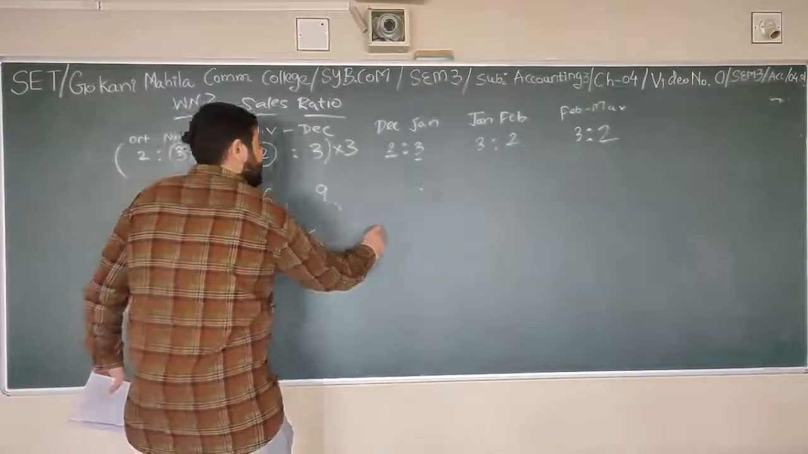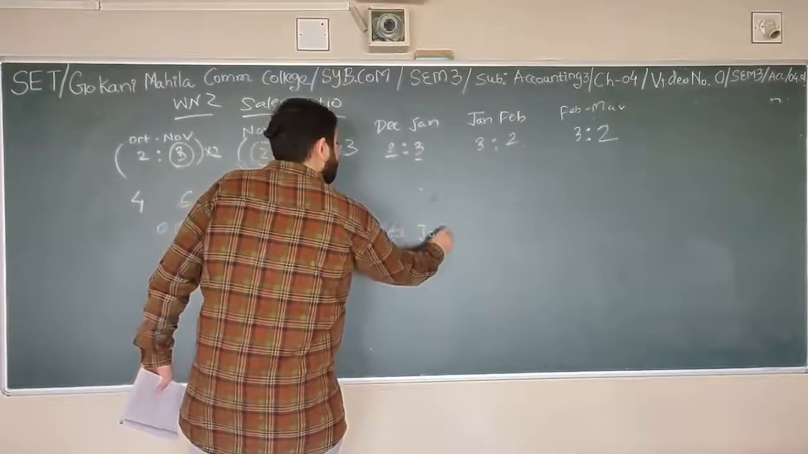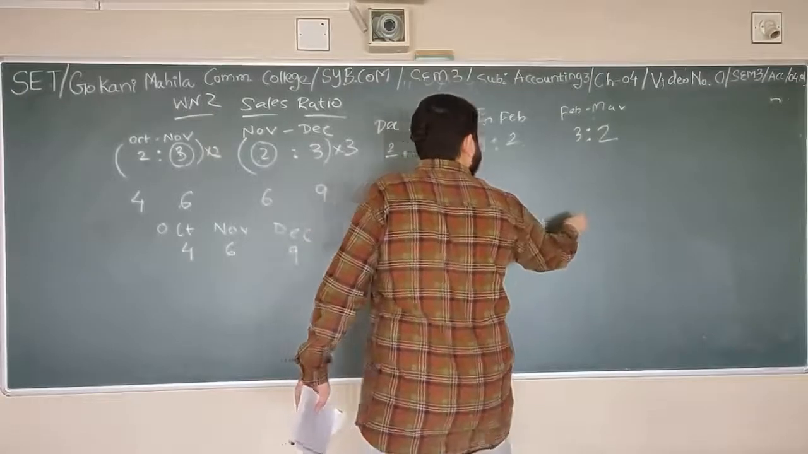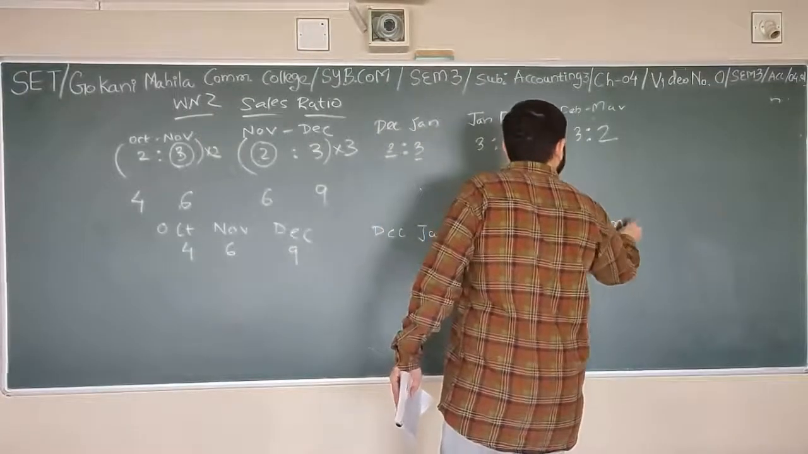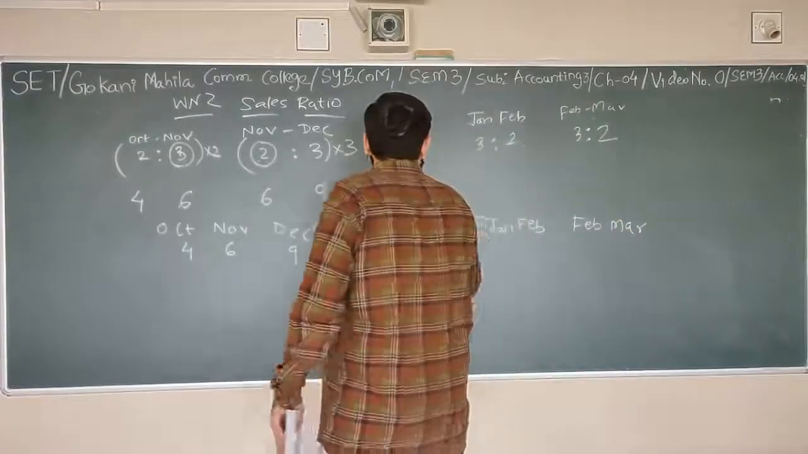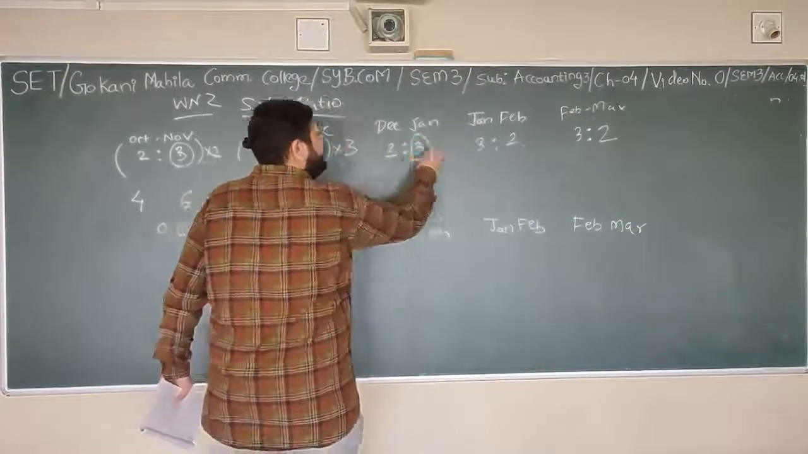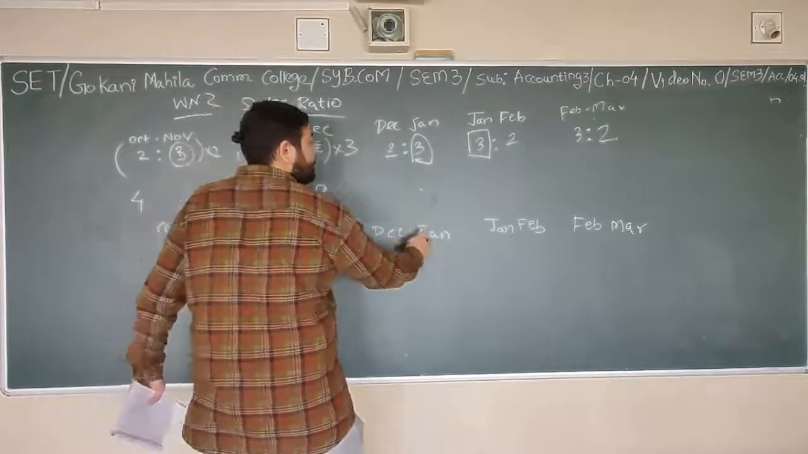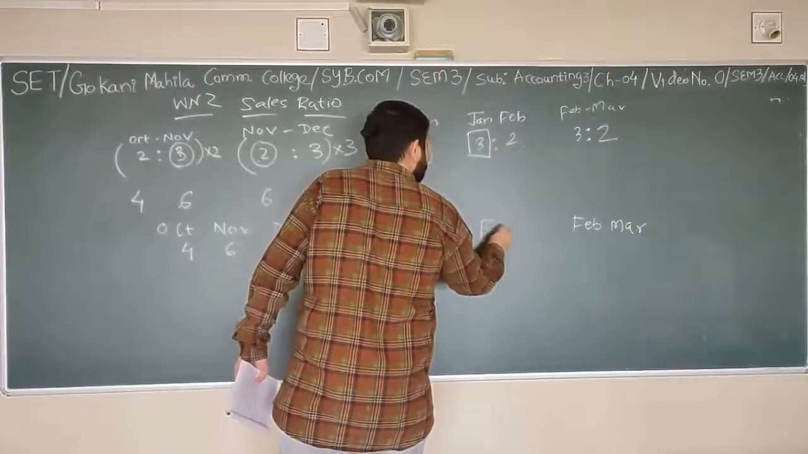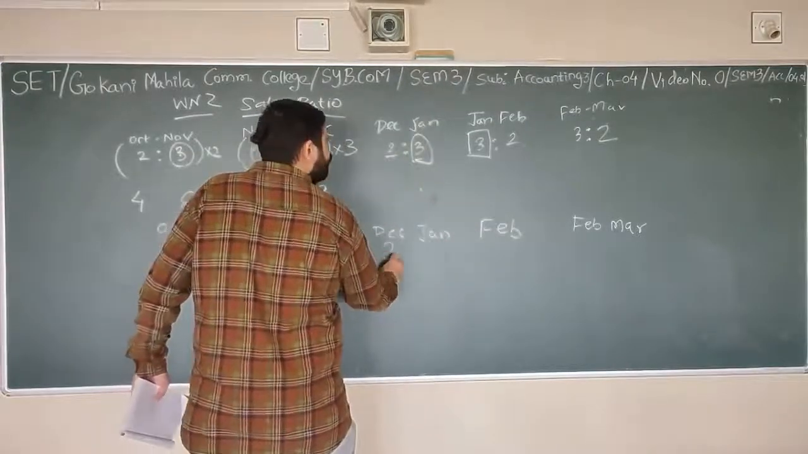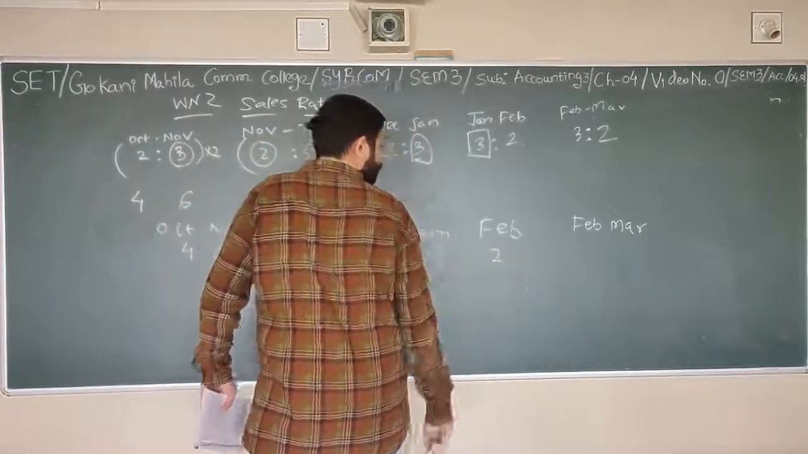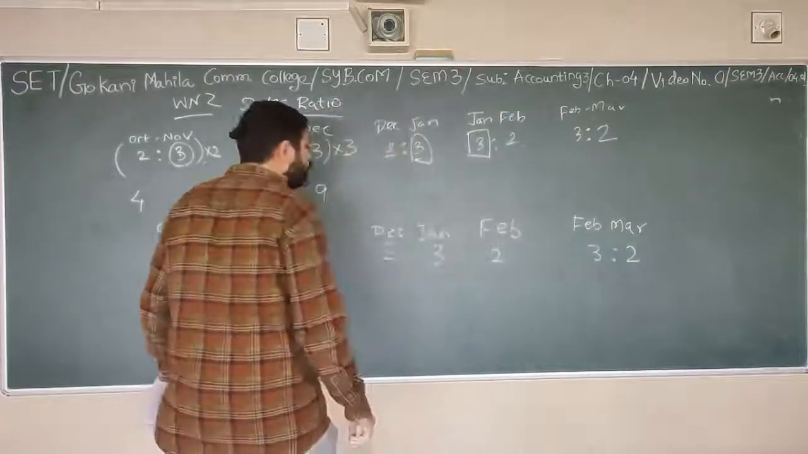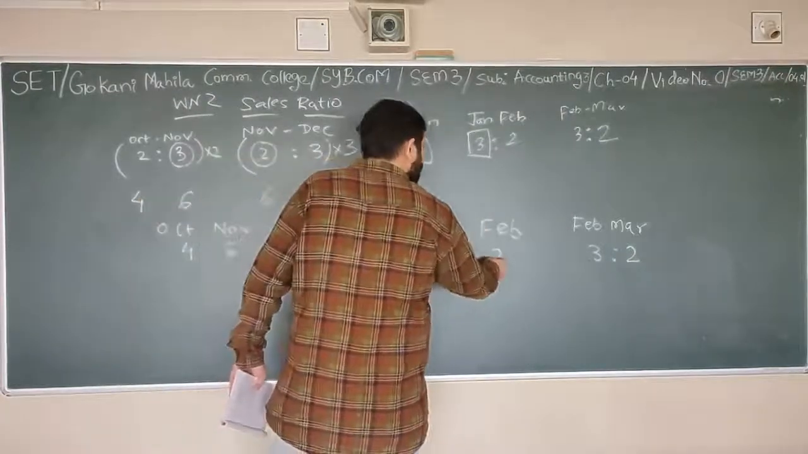Now we have December, Jan, Feb, and Feb, March. See here, December and Jan, here we have common 3, 3. Right? So we can make December, Jan, and Feb together. So it's going to be 2, 3, 2. But for Feb, March, it is 3, 2. So 2 is to 3 is to 2.